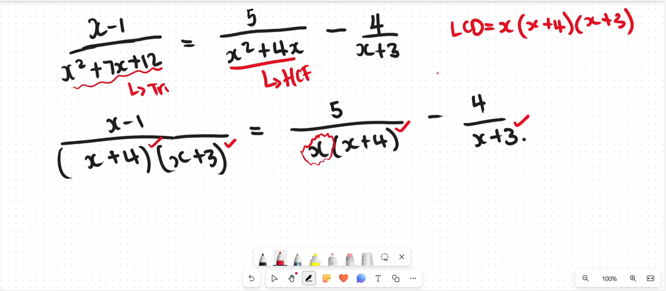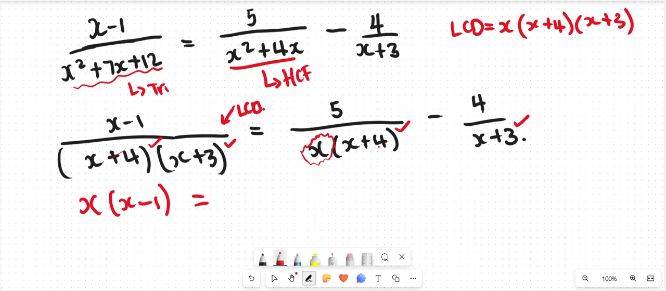Again, what am I doing with that LCD? I'm multiplying it with each of these guys. So if this guy times this with the LCD, what I'll get is that these two brackets are going to cancel with those two brackets there. And so x is going to be left. So x will multiply with the x minus 1.